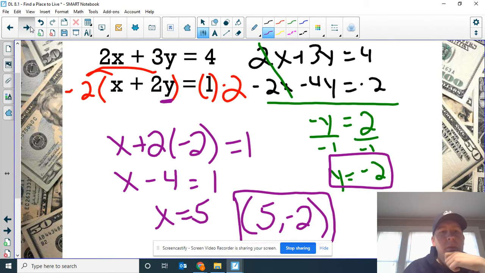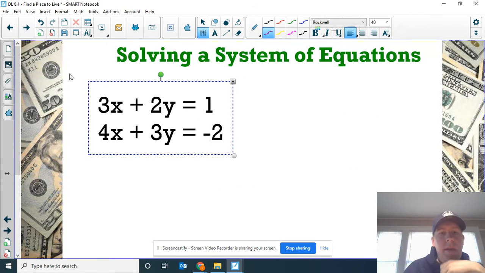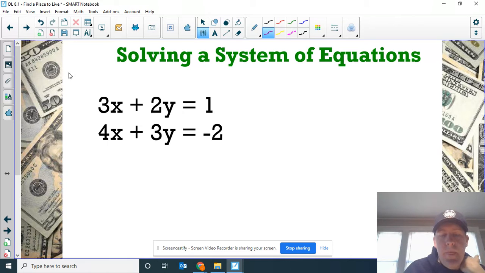All right, so the one from yesterday. We have 3x plus 2y equals 1, and 4x plus 3y equals -2. Now this is a cool one where I have 3x and 4x. Those won't eliminate just yet. 2y and 3y, those won't eliminate either. This is an example where we have to multiply both equations by a number. Now you could have chosen to eliminate either variable. It doesn't matter. When I did it out, I chose to eliminate my x variable.